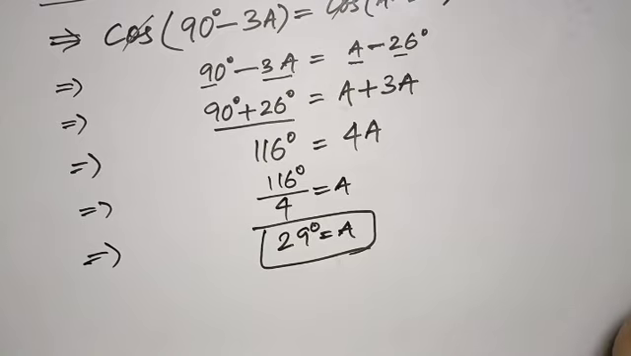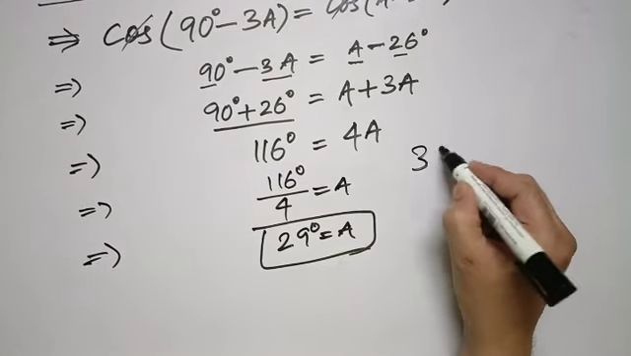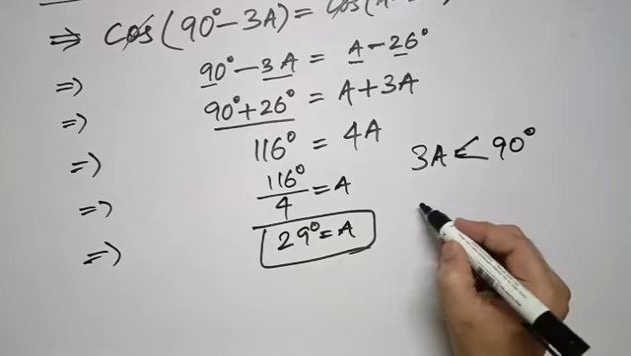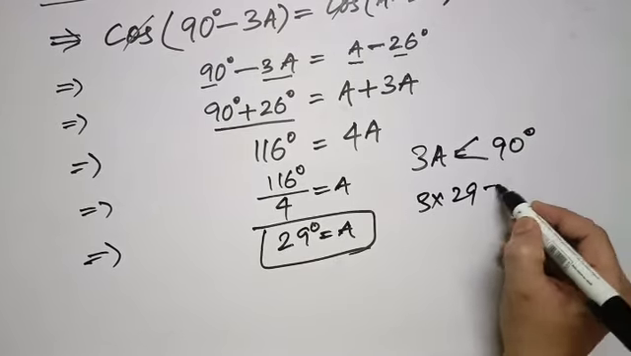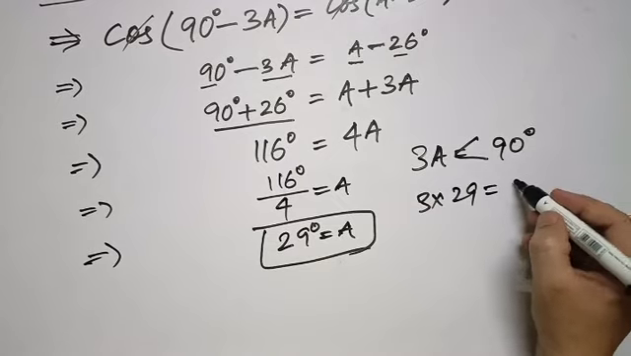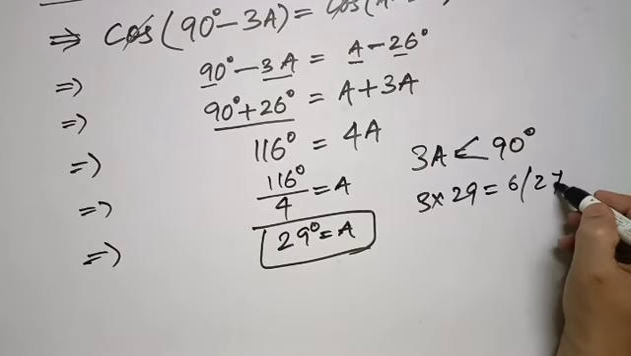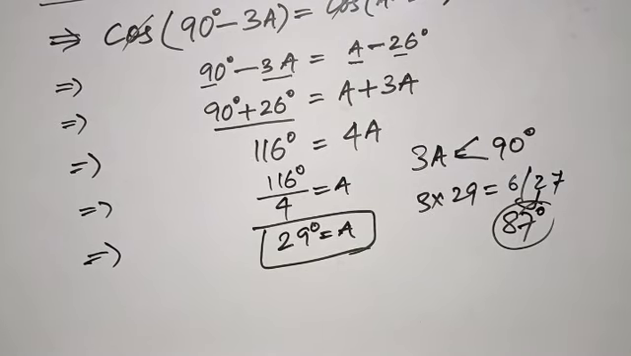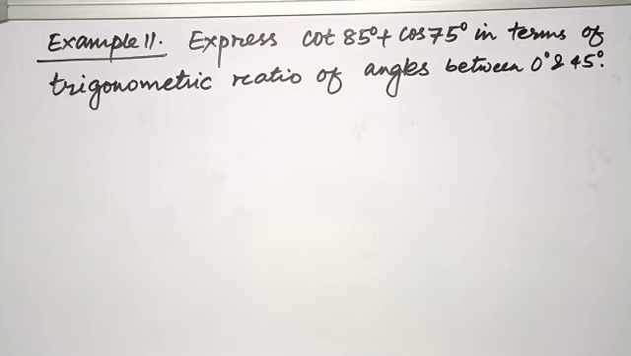Now they also says it has to be 3A has to be lesser than 90 degree. Let us check it. 3 into A means 29, 3 6 are 18, this will be 6 and then 9 3 are 27, so it will be 87 degree. We know 87 degree is lesser than 90, thus our answer is correct. Let us solve next one.